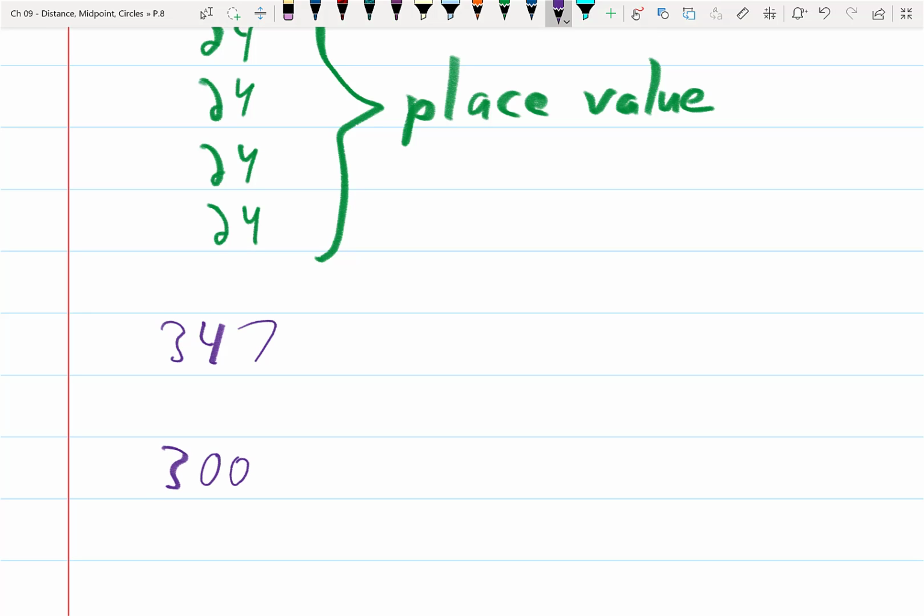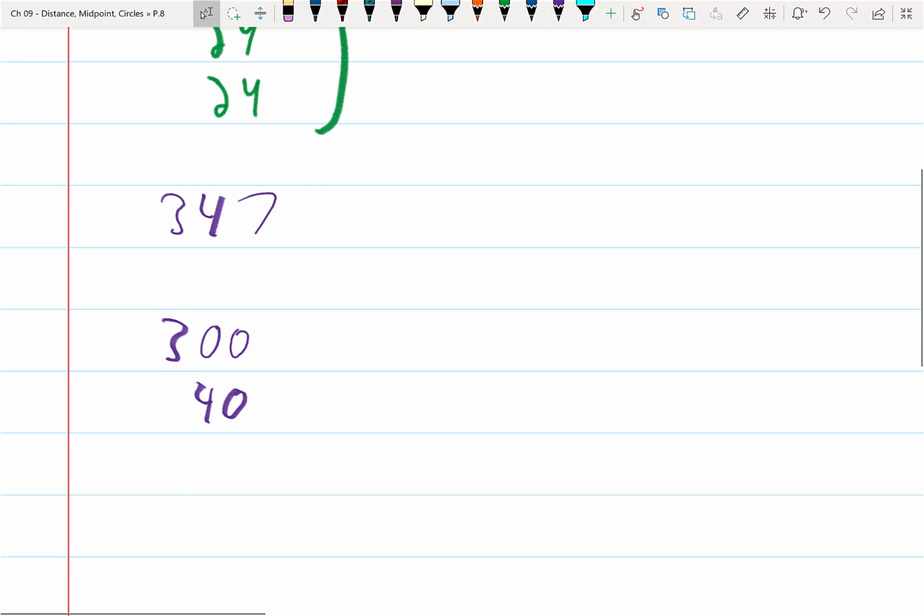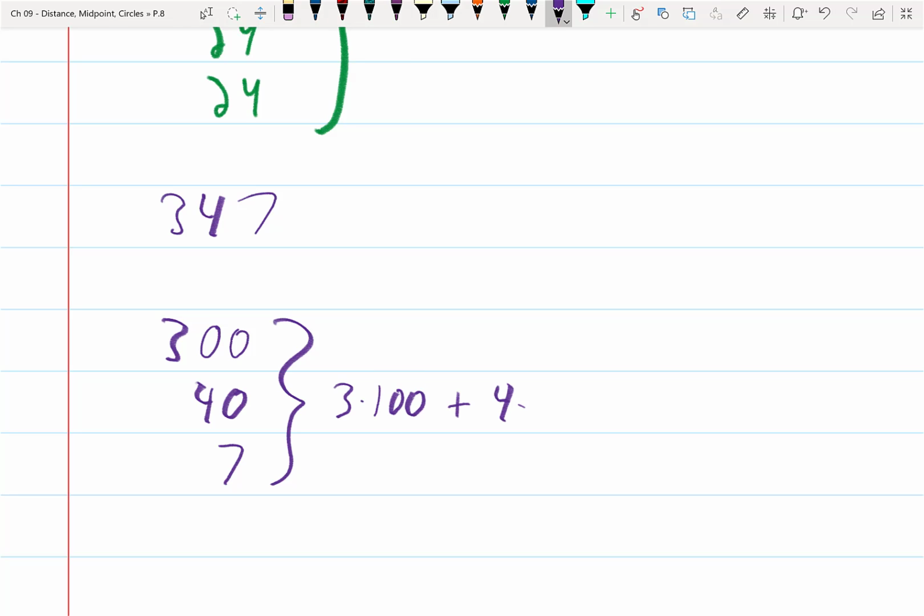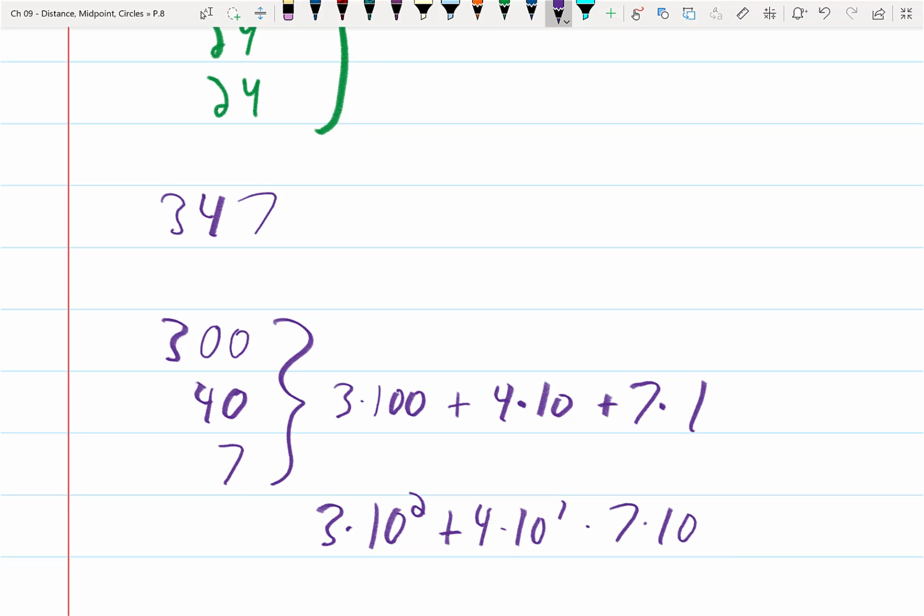And then 40 and 7. I want to go with Robbie on this one because I heard you say something a little bit more valuable. Not just 300, but 3 hundreds plus 4 tens and 7 ones. And just so you guys can understand how base systems work in different number systems, where I get the 10 from is that the 100 is a 10 to the second, the 10 is a 10 to the first, and the 1 is a 10 to the 0th.